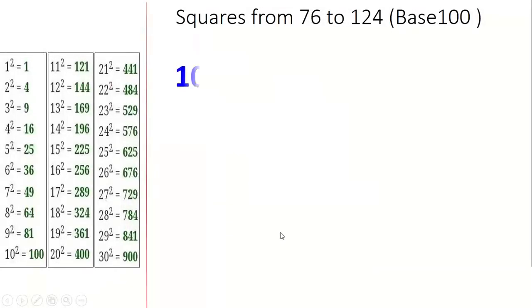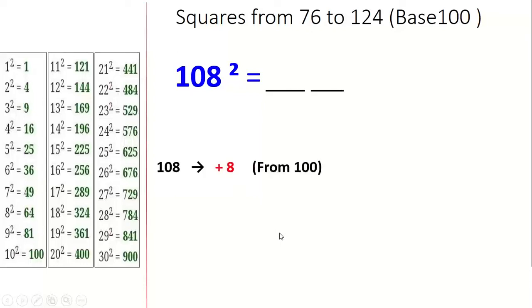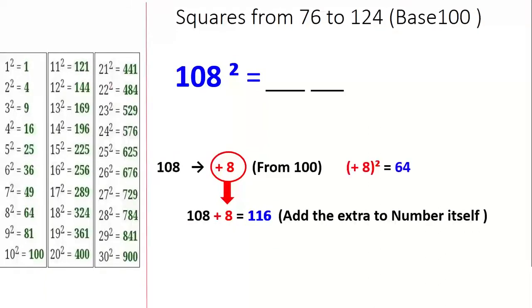Okay, next example, 108 square. Adding 8 to 108 itself, it is 116 and 8 square is 64. So my answer has to be 11664.